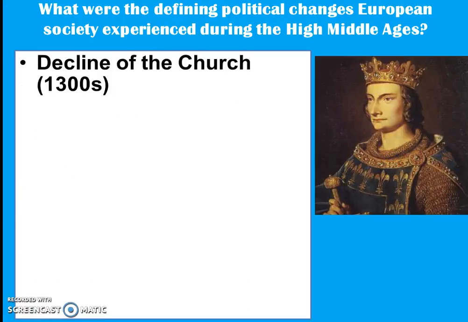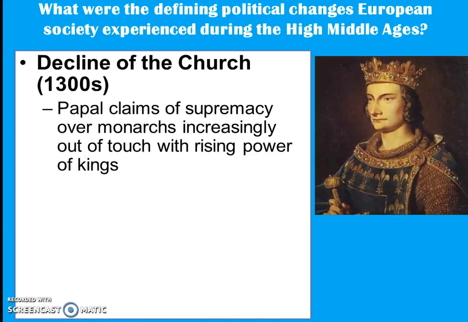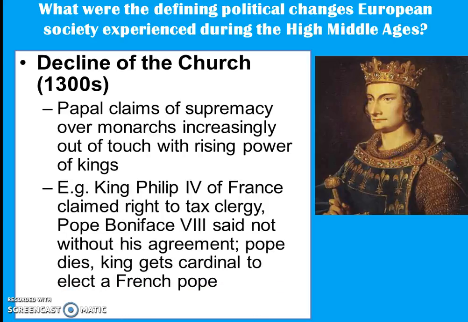However, the church starts to decline in the 1300s. So this is one of our defining political changes that European society experienced during the High Middle Ages. The papal claims of supremacy over monarchs was increasingly out of touch with the rising power of kings. People started to respect their king more than they respected the Pope as the true political leader, the true leader of their nation and of their people, and the person to unify all of them together.